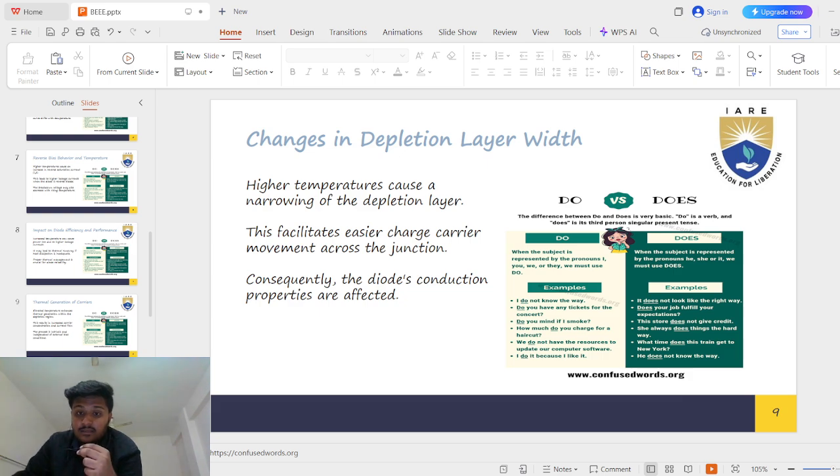However, this also affects how the diode behaves in reverse bias as the leakage current increases. In simple terms, higher temperature makes the diode more conductive by reducing the barrier that normally resists current flow.